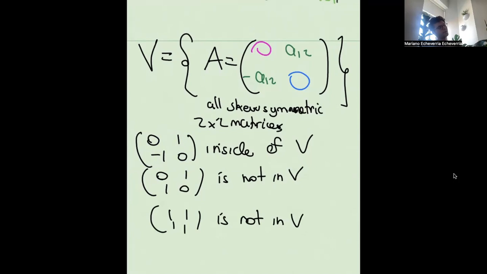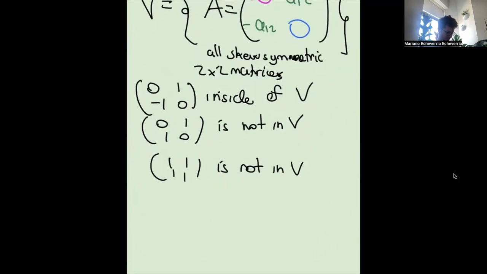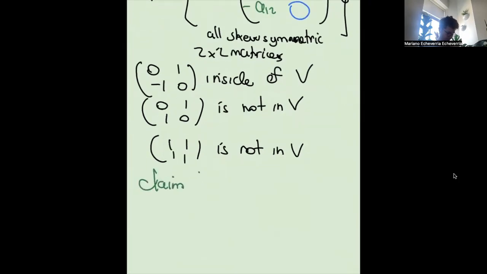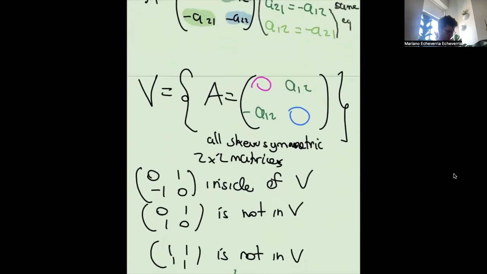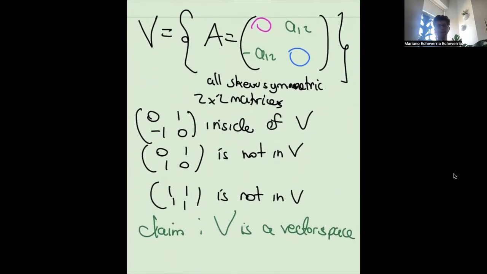But the claim that I'm going to make now is that if you took two matrices that belong here and you add them together, they continue to belong in there, and the same with the rescaling. So what I'm going to show you now is that this V is a vector space. And again, that means showing that it satisfies the sum property and that it satisfies the rescaling property.